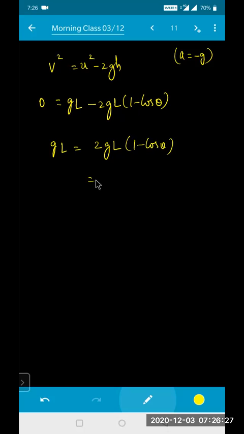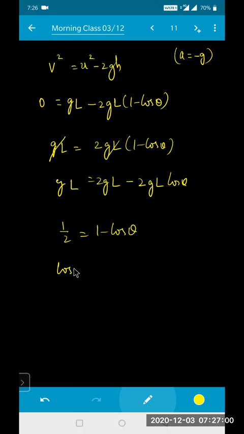We can actually remove the bracket, and 2GL minus this one will become 2GL into cos theta. This will be equal to G into L. Right? So if this goes to this side, it will become minus. I can do it here itself without any problem. It cancels easily here. So if this cancels, this will become how much for me? 1/2. So 1/2 is equal to 1 minus cos theta. That means cos theta value is how much?